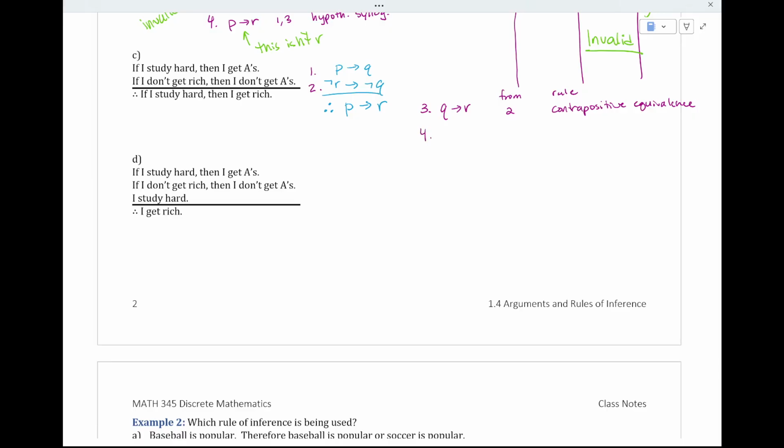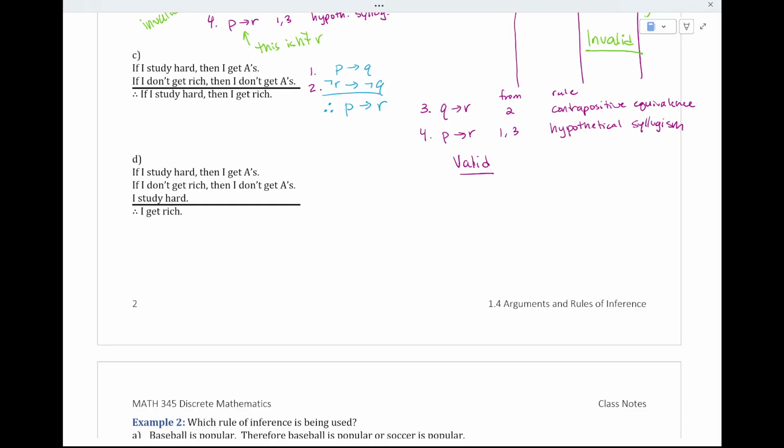Then I'm going to say, well, P implies Q and Q implies R, therefore P implies R. And that is from statements 1 and 3. That's that transitive one, hypothetical syllogism. And that's it. That's what I was trying to prove. Therefore, P implies R. So this argument is valid. And this is the way to show that.